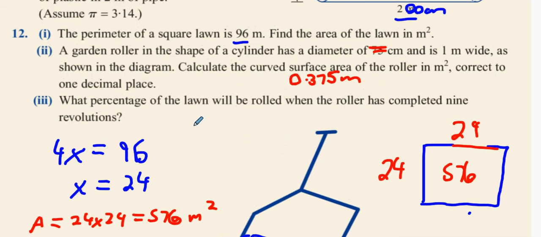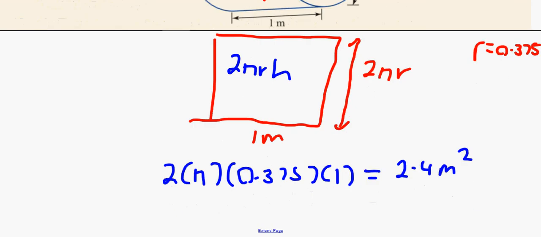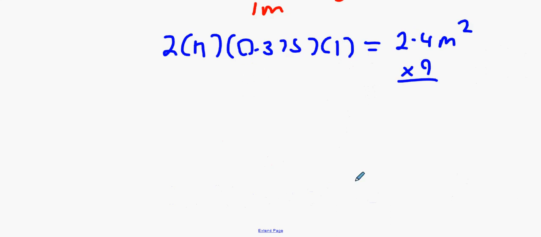Alright. What percentage? Yes, sir. It doesn't tell you what pi is. Yeah, no, you use the calculator. Okay. What percentage of the lawn would be rolled when the roller has completed 9 revolutions? So what's 9 revolutions? Multiply that by 9, so 2.4 multiplied by 9, what do you get?